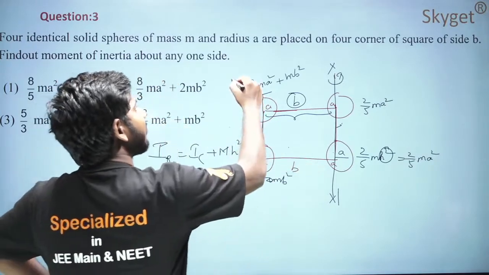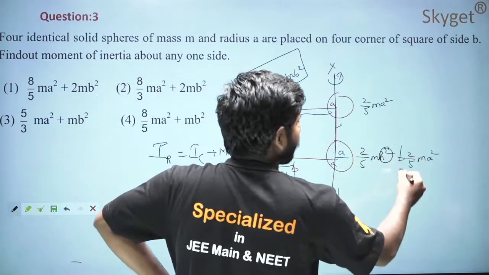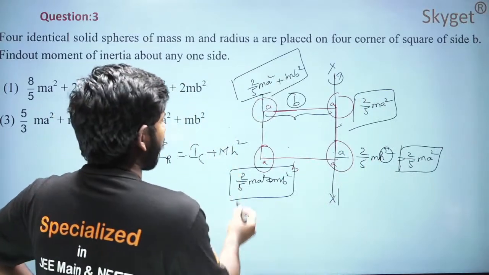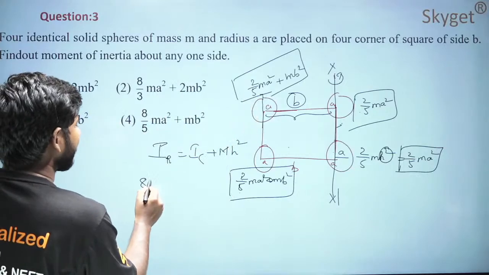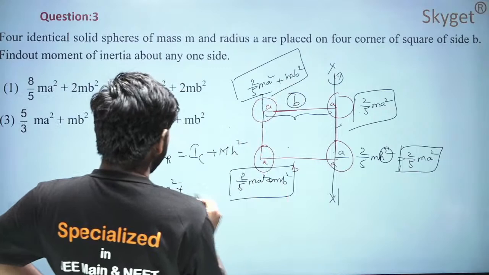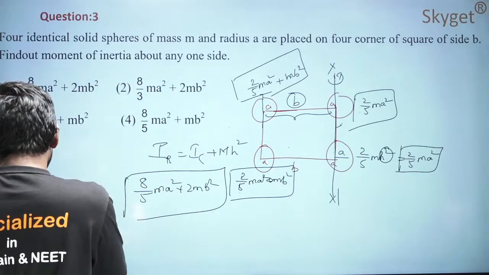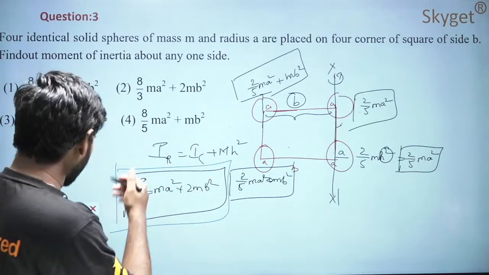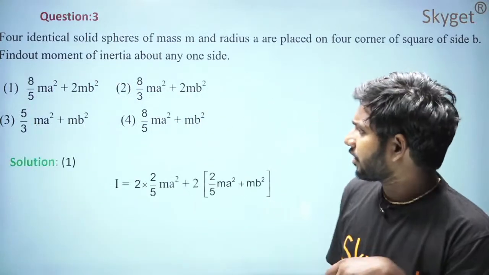So add all of them, the moment of inertia of the 4 spheres, 1, 2, 3 and 4. So 2/5, 2/5, 2/5, 2/5, that means 4 twos are 8/5 m a squared, plus 2 m b squared. This is the question. It looks as simple as that. So let us go. Students, let us go to the next question.